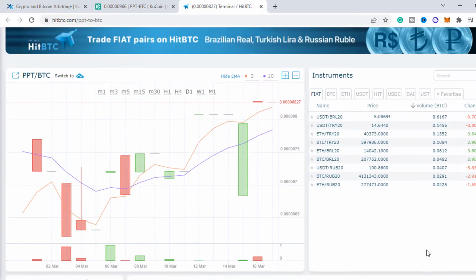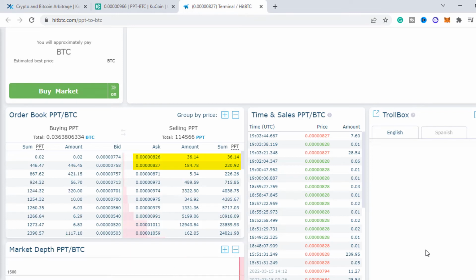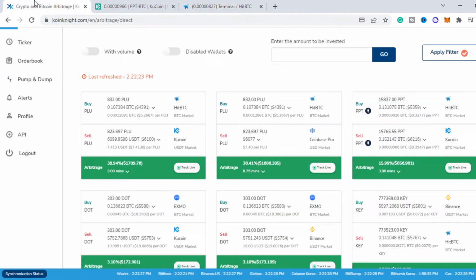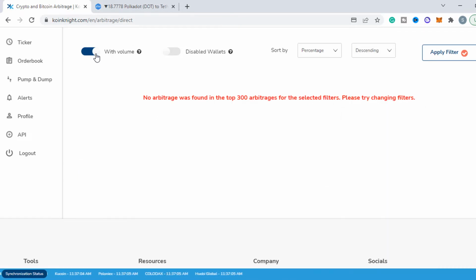At HitBTC the sell order is there too, but here comes the big but, the volume is very low. I mean, you can still make a profit, but I was hoping to open a bigger position than $100. And this is really the biggest problem I have found using Koinknight. You have the option to filter trades with high volume, but if you do this, then no trades show up. That's why I went from super excited to being a little disappointed.